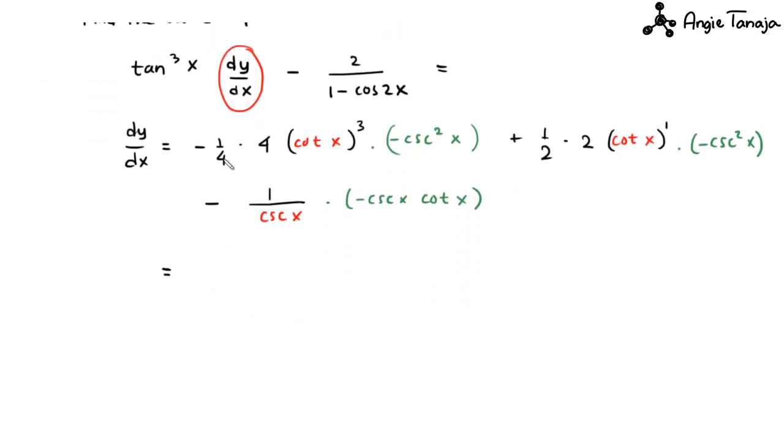This will be gone, so then the remaining will be just cot cube x times cosecant square x positive, right? And minus cot x cosecant square x plus cot x.